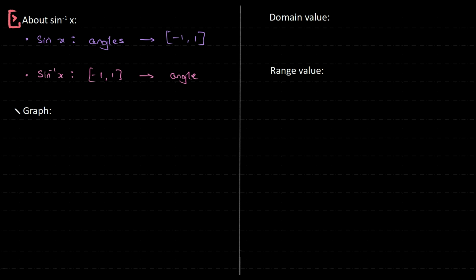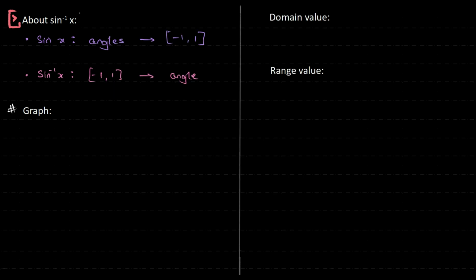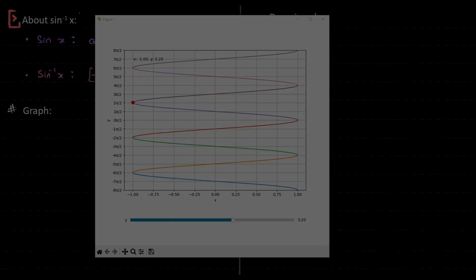Let's look at the graph of sine inverse of x. Along the x-axis we have minus 1 to 1. That's what we discussed over here, as you can see. And the output will have a lot of angles. It does have a lot of angles, but this leads to a particular error. What is that error? Let me explain it this way.